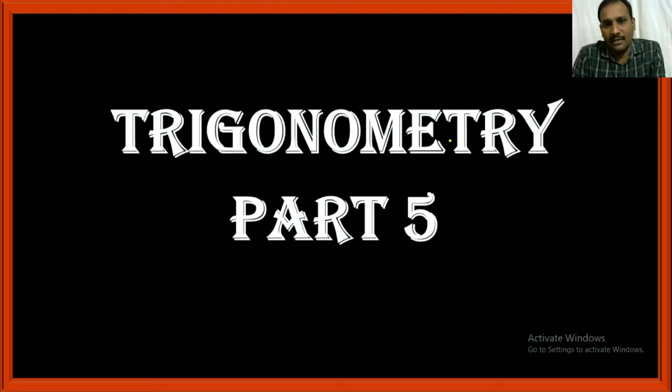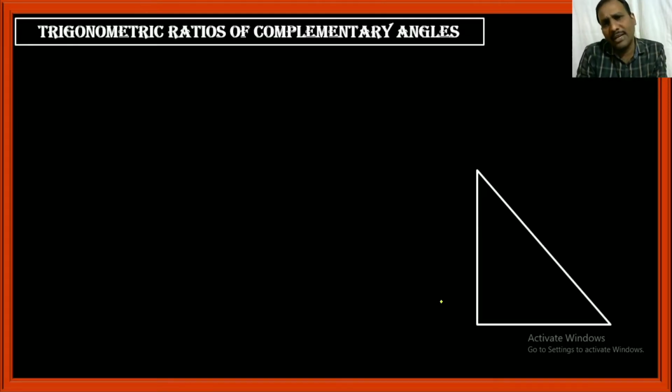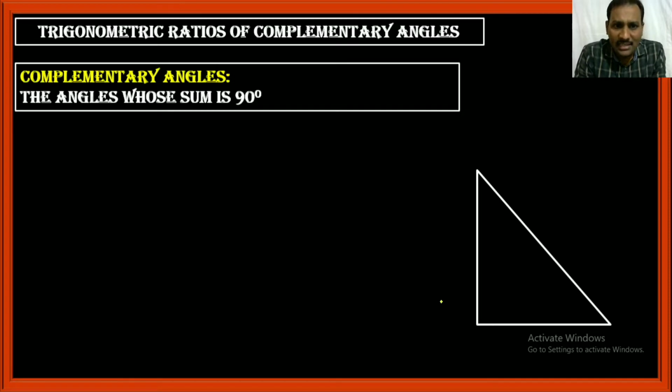Trigonometry part 5. Before watching this video, make sure that you have watched parts 1 to 4. In this video, I am going to discuss the trigonometric ratios of complementary angles. So what are complementary angles? If the sum of two angles is equal to 90 degrees, then those angles are called complementary angles. The angles whose sum is 90 degrees are called complementary angles. So how is it related to trigonometry?